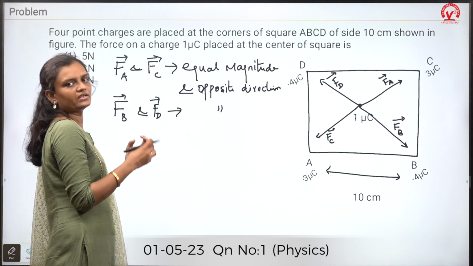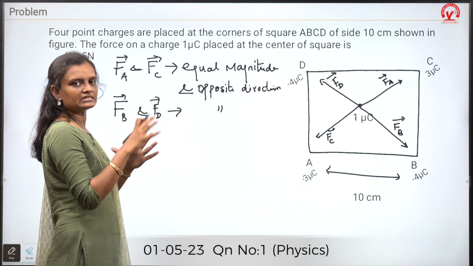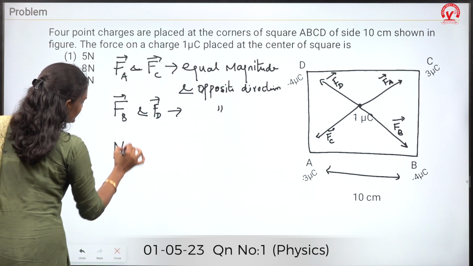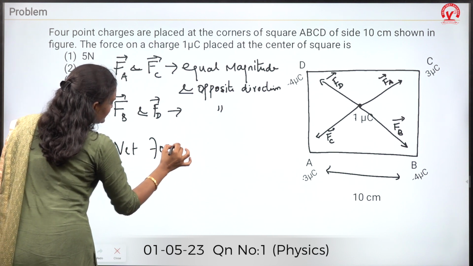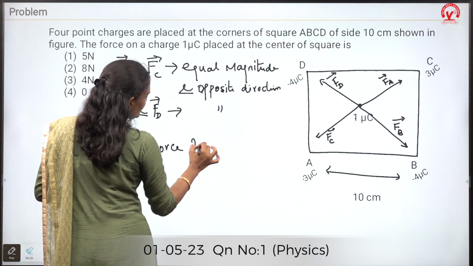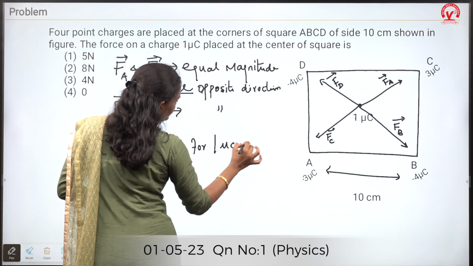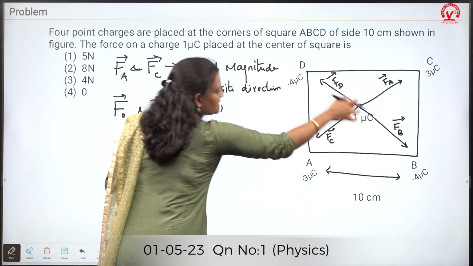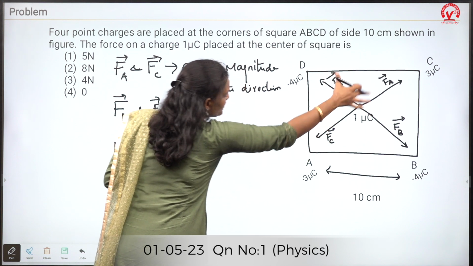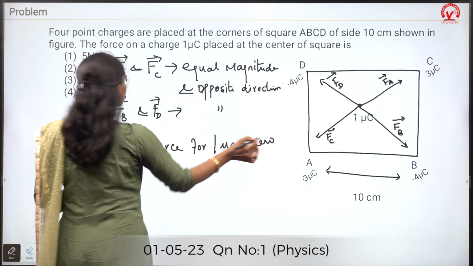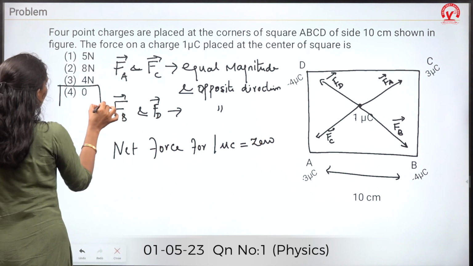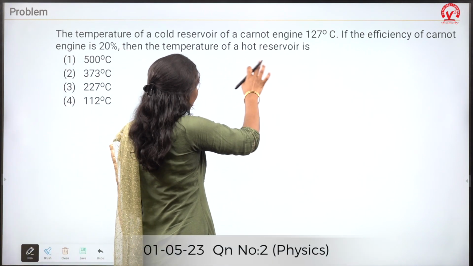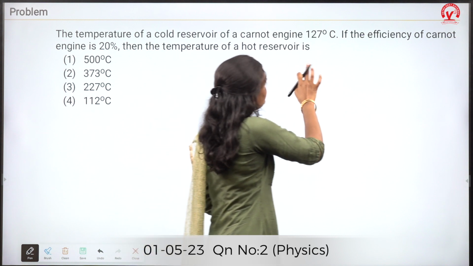Now, when we have equal magnitude and opposite direction, the resultant force will be 0. Our aim is to calculate the net force here. The net resultant force on the 1 microcoulomb charge is equal to 0 because all the vectors are equal and opposite. So the net force is 0, and number 4 is the correct one.